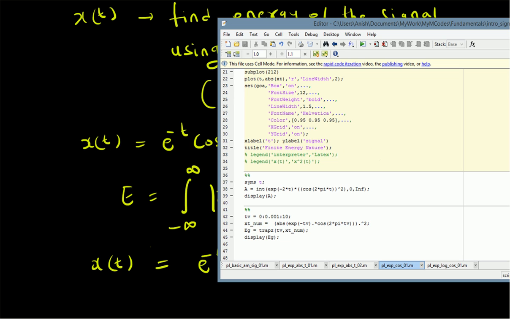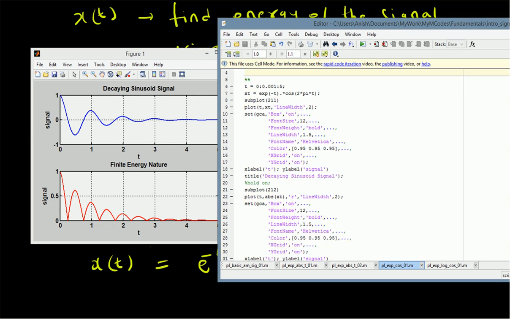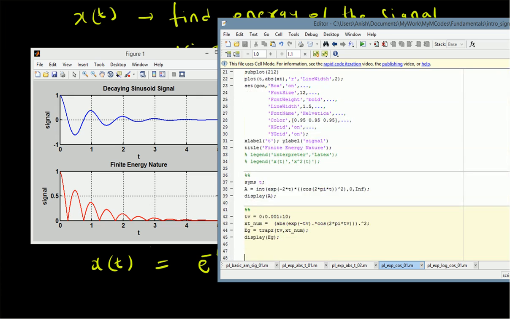That is what we see in the Matlab code. The first cell illustrates how to plot the signal and its absolute value, so that we can have an understanding of the nature of the signal. The second part uses the symbolic toolbox and tries to find the value of the energy using the function int, that is, trying to use the closed form solution. The third component shows the numerical approach for finding the energy, using the trapezoidal integration method.